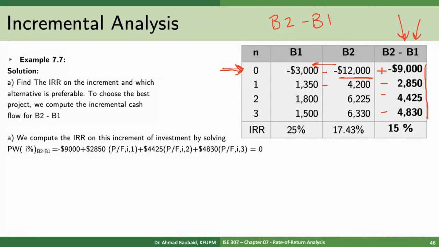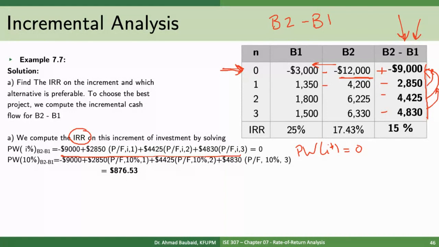I compute the internal rate of return on this incremental investment by solving this equation. Again, this is just the present worth equal to 0. I find the present worth, set it equal to 0, and then solve for i.